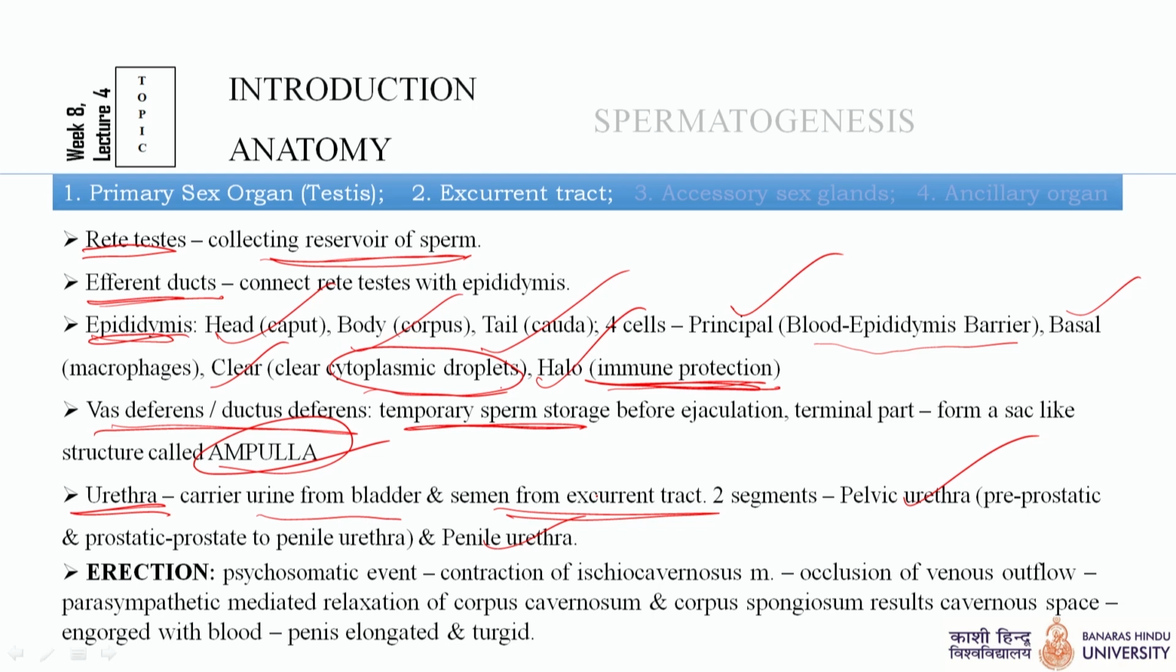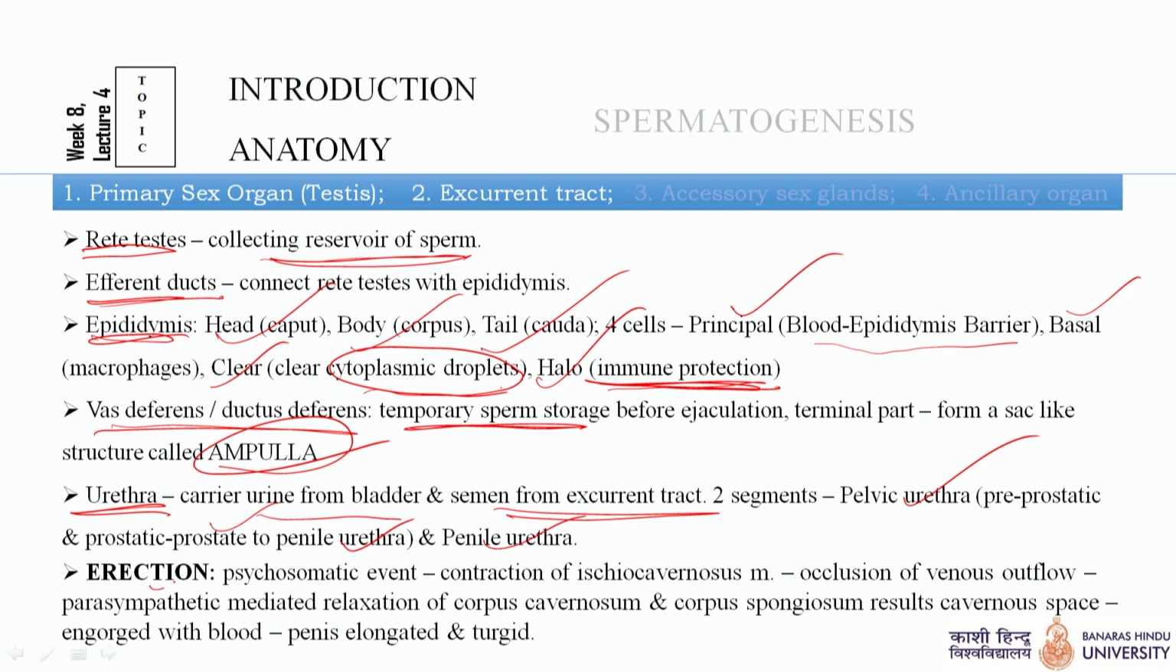The pelvic urethra is further divided into pre-prostatic and prostatic parts. Pre-prostatic means it runs from the vas deferens up to the prostate. And the prostatic part runs from the prostate to the penile urethra, right? And then the penile urethra is the terminal part of the penis, where excretion takes place, right?